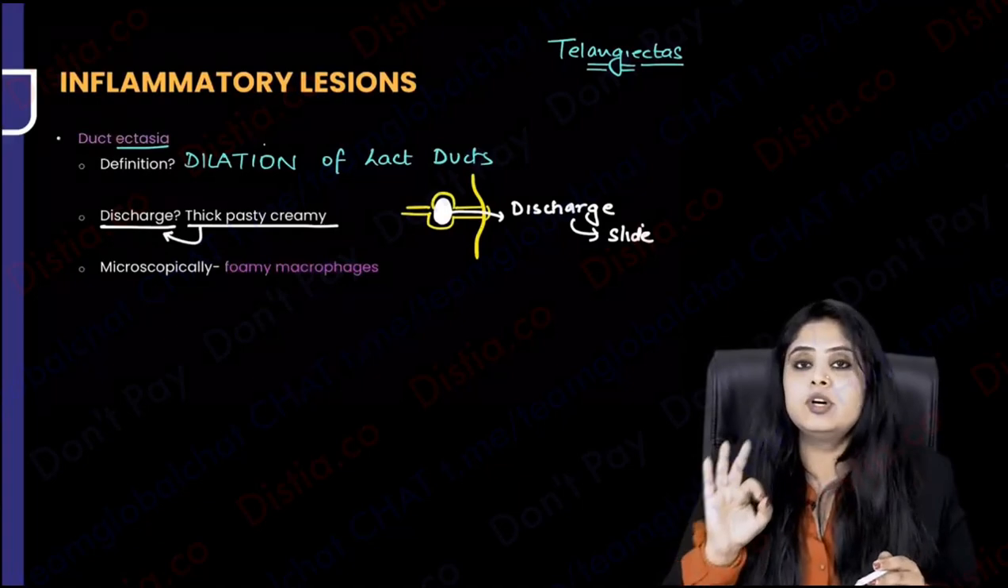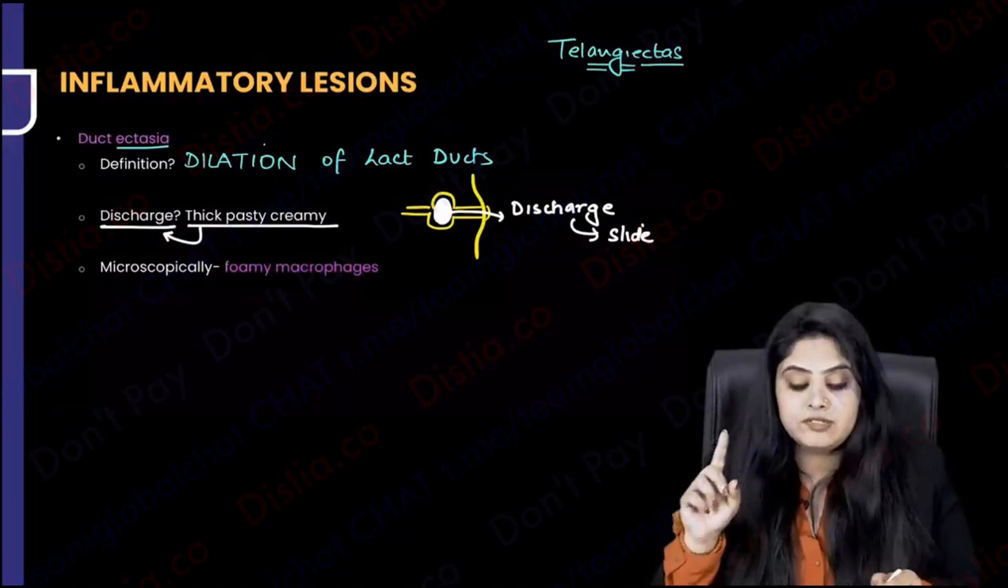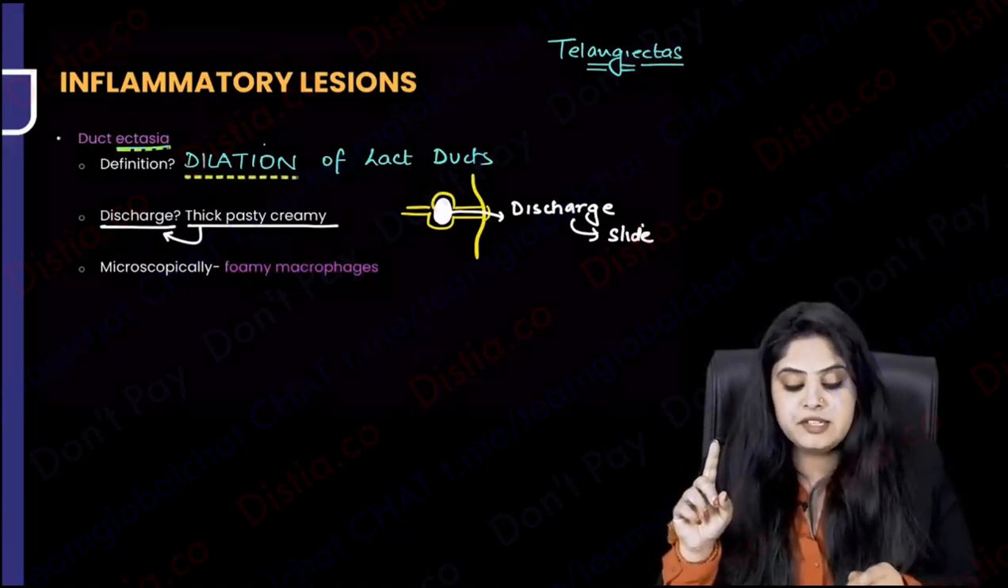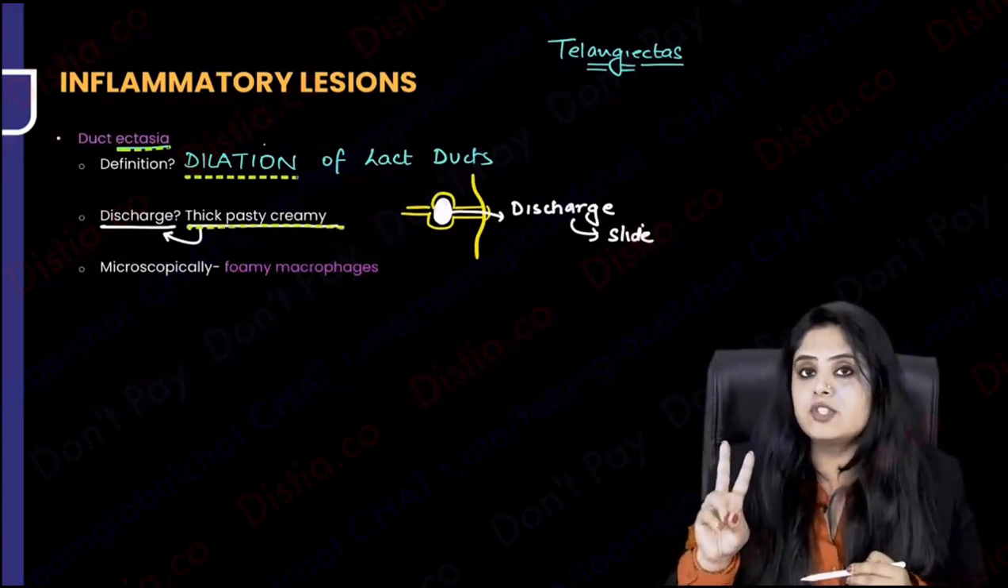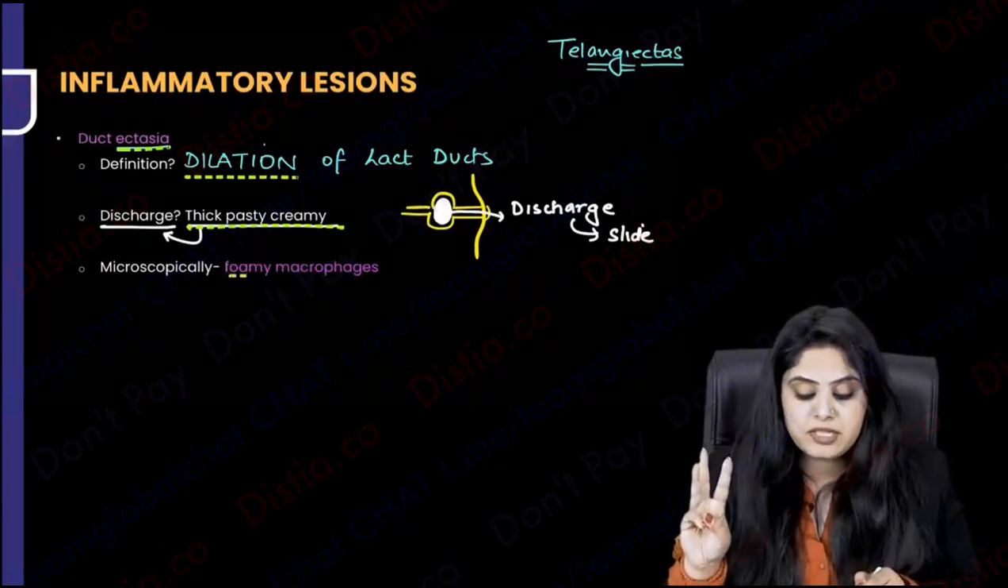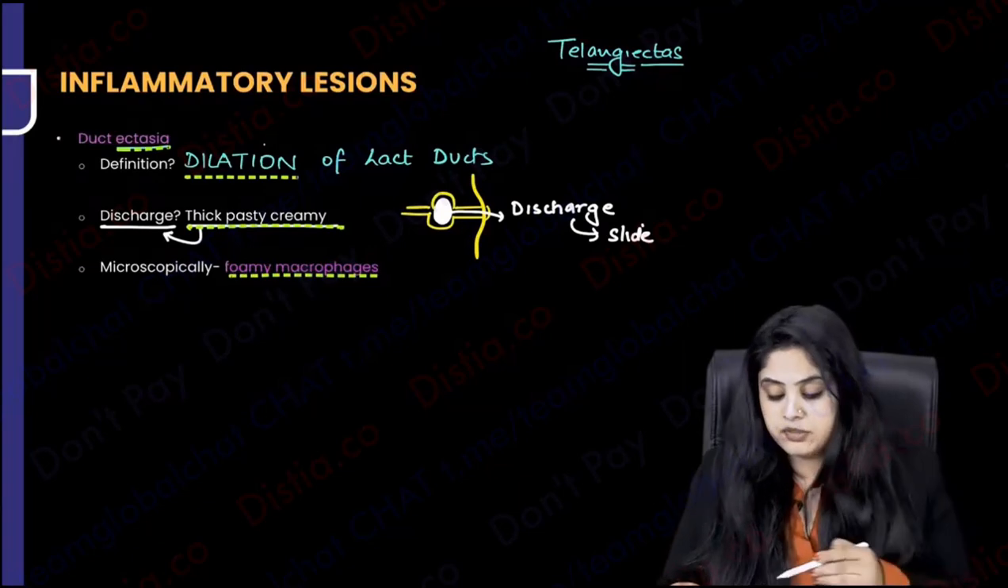So there are just 3 words that you have to learn out here, guys. I hope you're with me. Number 1, what is ectasia? The meaning of the word ectasia is dilation. What is the patient presentation? There's a thick, creamy, pasty discharge that the patient comes with, and if you make a slide, what are you going to see? You're going to see foamy macrophages. I hope this is also done.